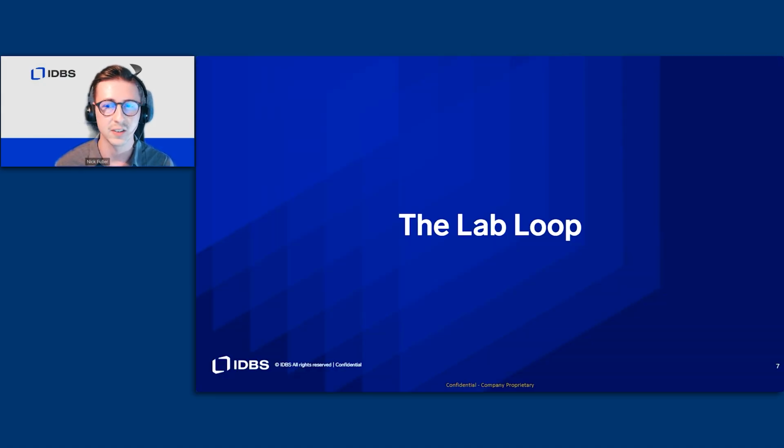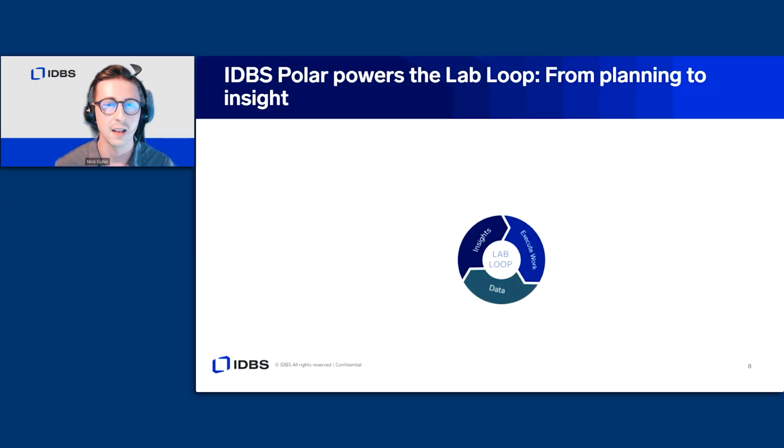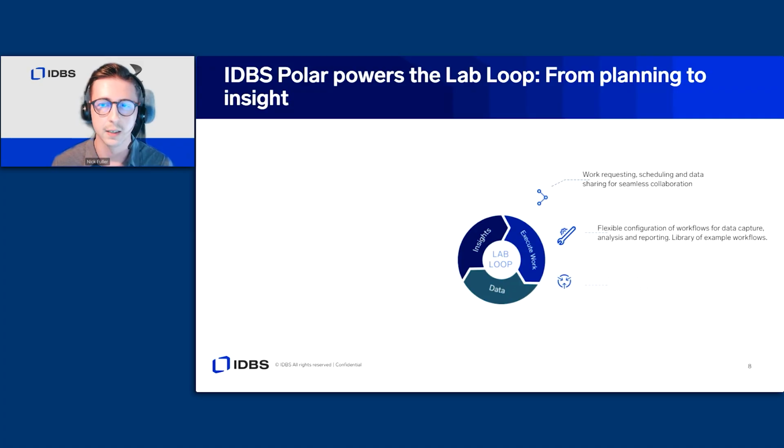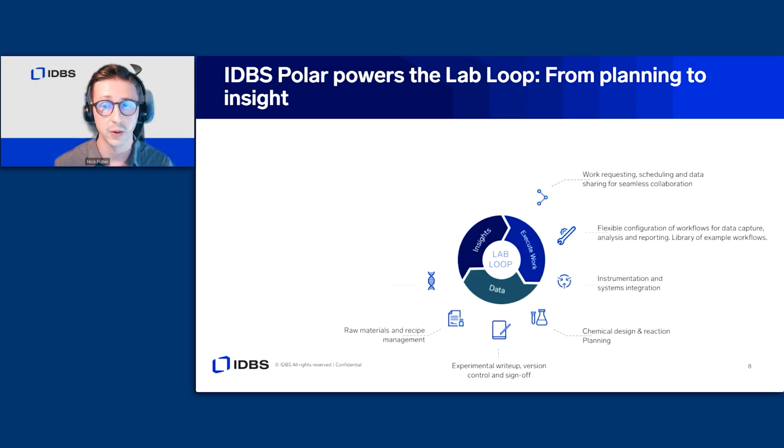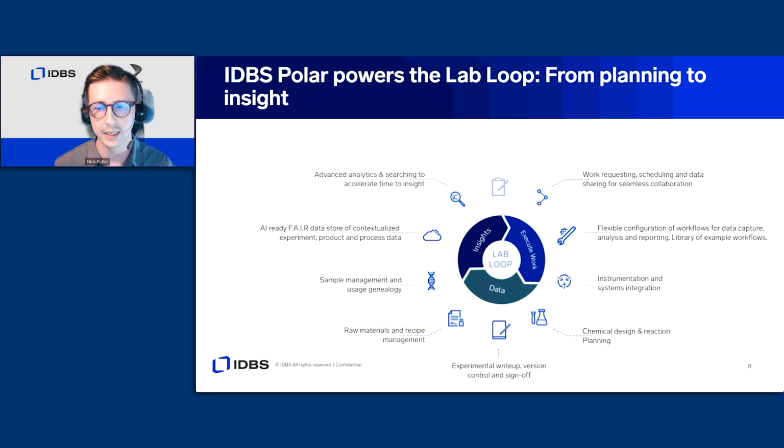This is how we describe the operations going on within our customers' environments. So we have the execution of the work, where the IDBS platform contains tools for requesting, scheduling, and sharing work for collaboration. We have configuration of workflows, a library of examples or accelerator workflows, instruments for integration, our chemical design and reaction planning, through to the data capture and storage. So we have experimental write-up, version control, and sign-off, our raw materials and recipe management, our sample management and genealogy, through to gaining those insights and getting that data out of the platform.